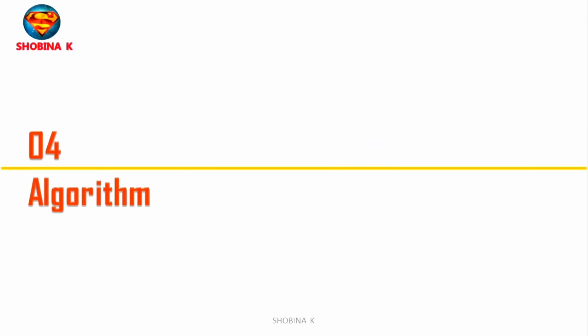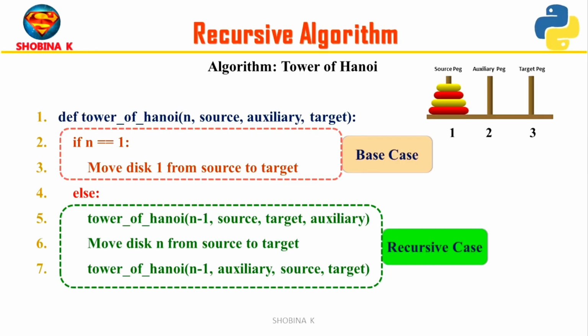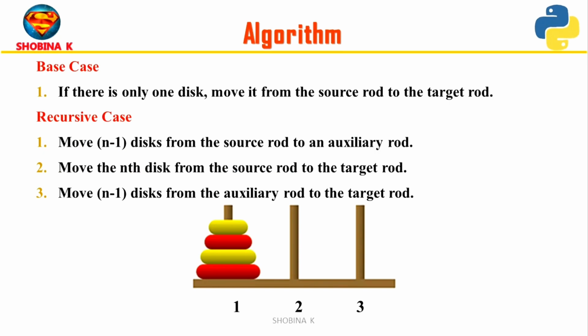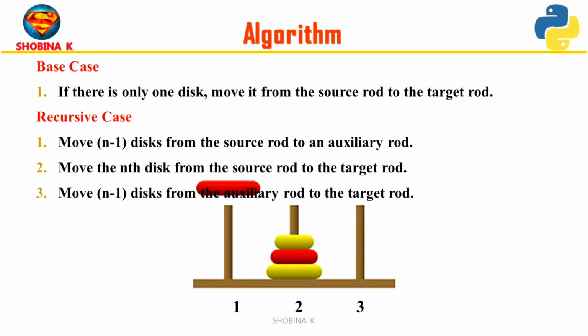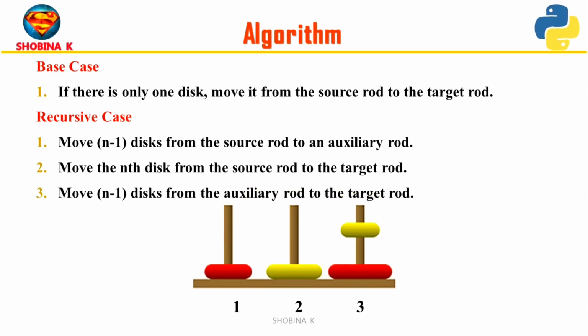Now let's understand the recursive algorithm for Tower of Hanoi. In recursive algorithms, the base case and the recursive case play critical roles in defining the logic and termination conditions for the recursion. The base case defines the simplest scenario where the algorithm can directly provide a solution without further recursion. The recursive case defines how the problem is broken down into smaller, that is, more manageable subproblems.